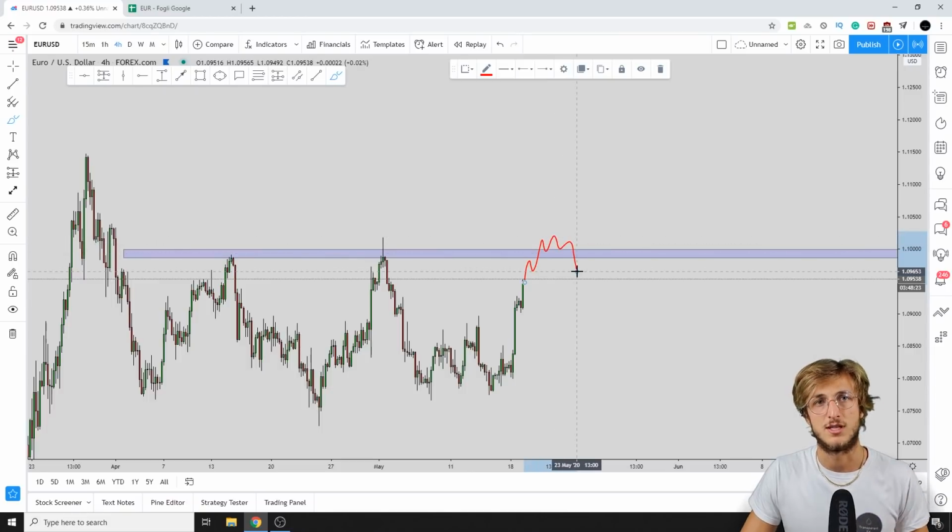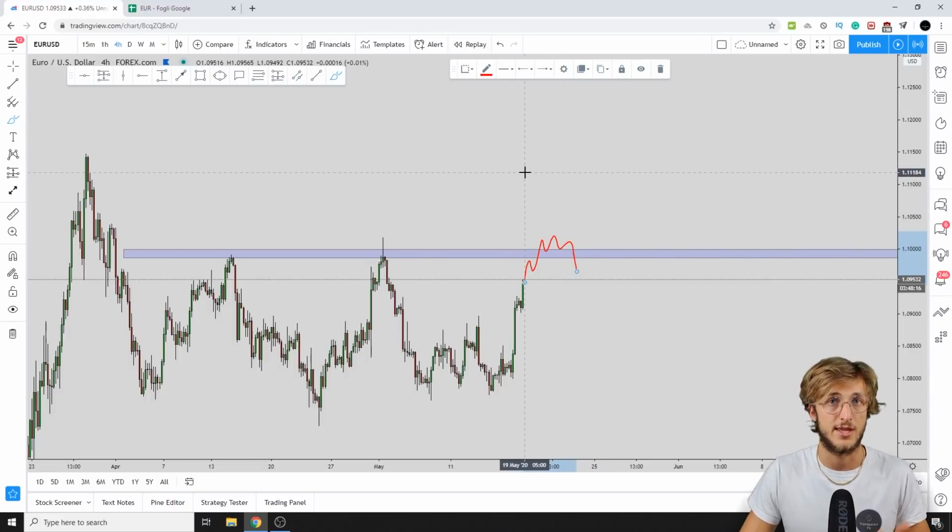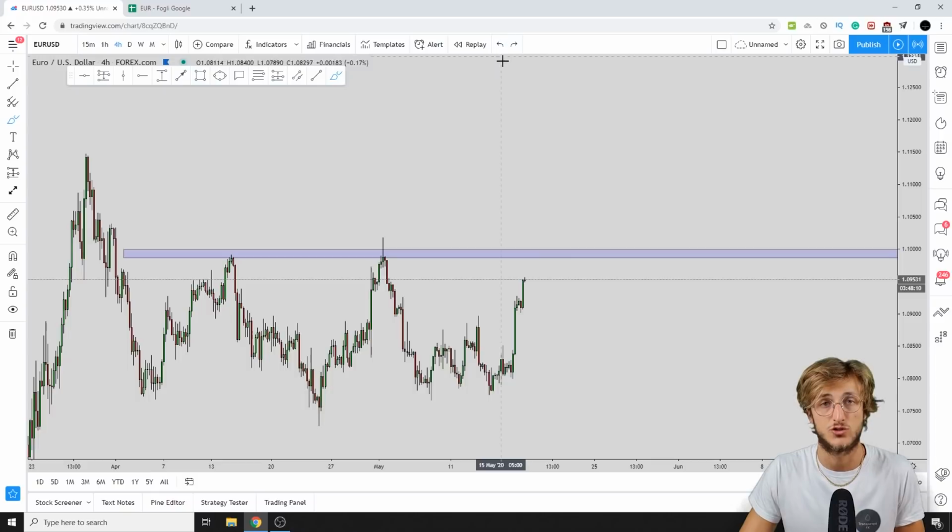Now, obviously, I can't share my exact rules for entry. That is part of the mentorship program, but a very simple thing that you can be following is looking at the structure of the market. Until the structure of the market is bullish, so higher highs and higher lows, don't look for a short position. It makes no sense, okay? You don't want to be shorting a bullish market.